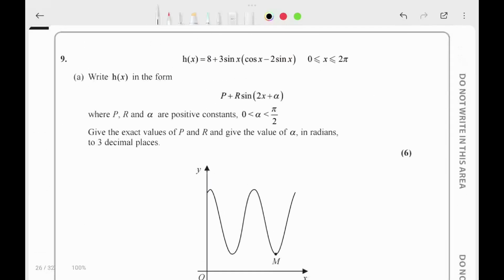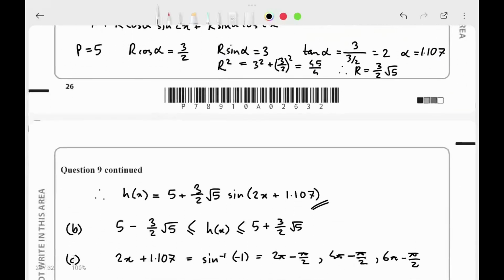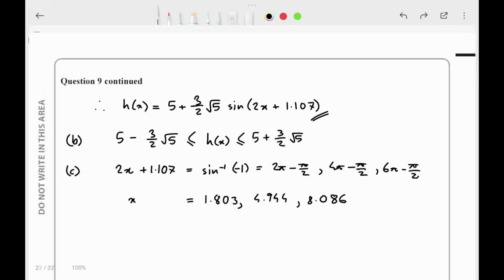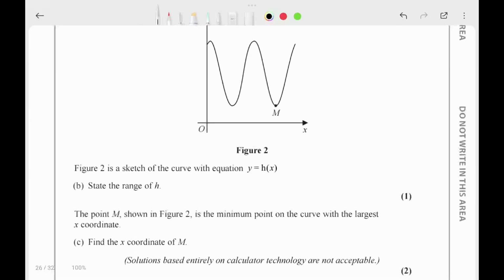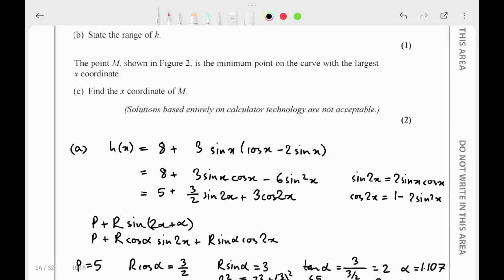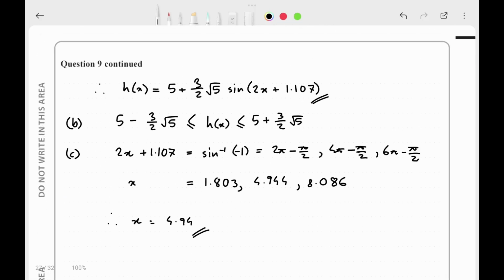So the range of values of x is from 0 to 2 pi. 2 pi is approximately 6.28. So this one is out of range. We have these two values within the range, but we need to find the greatest value of x. Therefore, x is equal to 4.94 radians. So this is the answer.